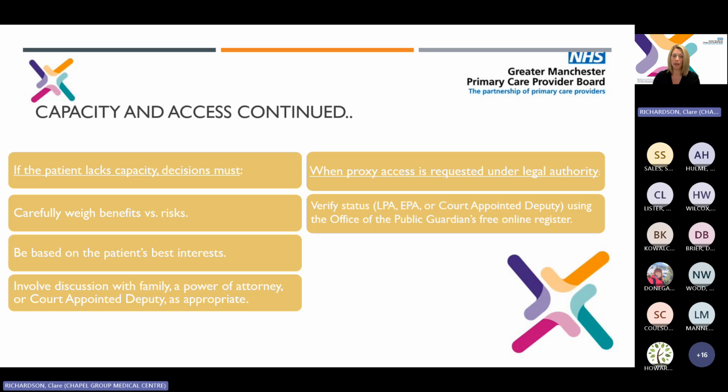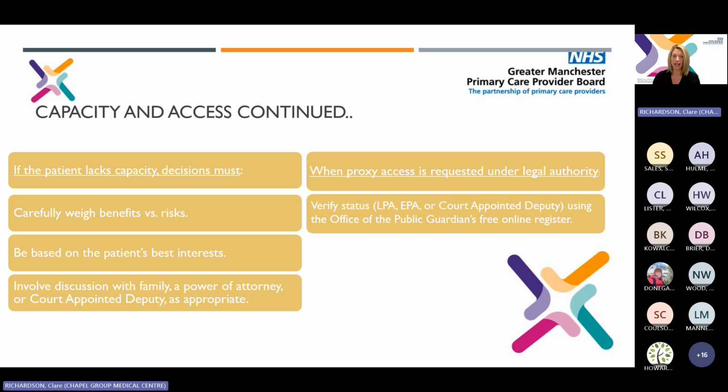When someone is applying for proxy access based on the enduring power of attorney, a lasting power of attorney or court-appointed deputy, their status should be verified by making an online check of the registers held by the Office of Public Guardian. And we know this is a free service. You'll need a copy of the LPA or any other documents mentioned, and you must make sure that the OPG, which is the Office of Public Guardian stamp, is present on the document.